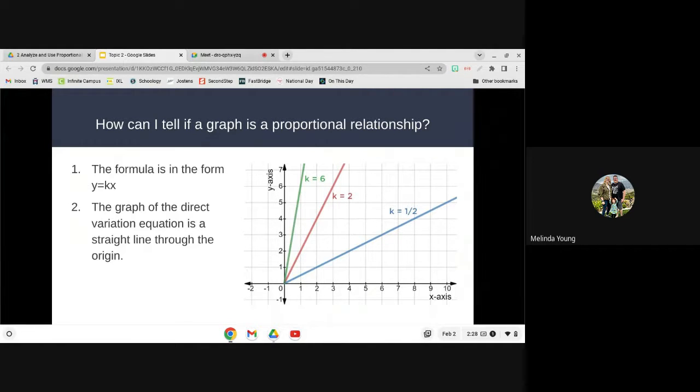So in your notes, you can just make sure you write down these 2 things. And then also you can draw an example. You don't have to draw all three, but you can draw at least one example of what a proportional relationship should look like. So some sort of line going through 0, going straight up. Okay, so let's look at some examples.